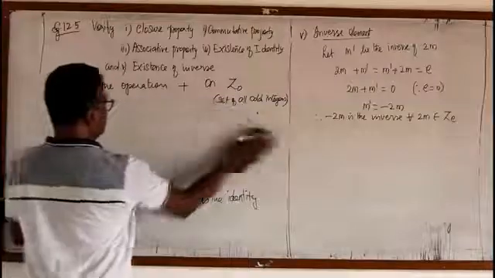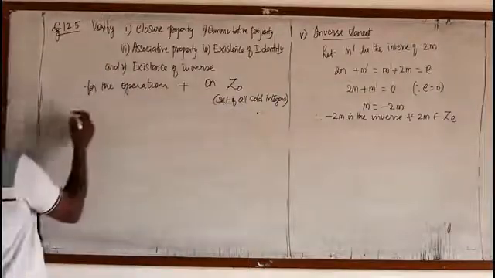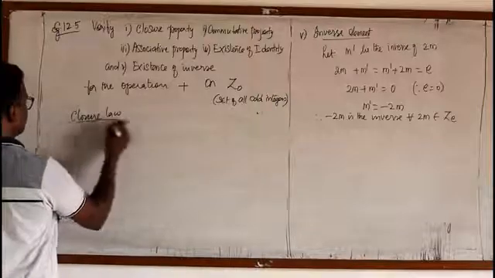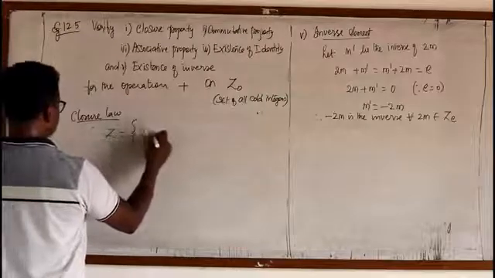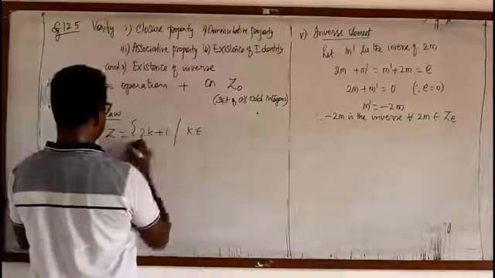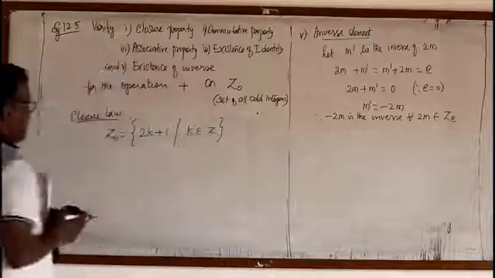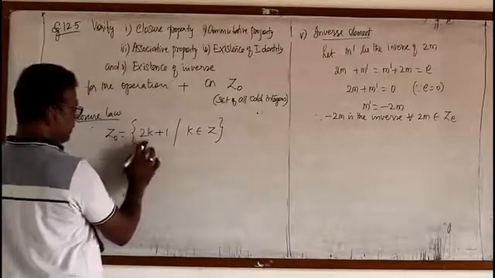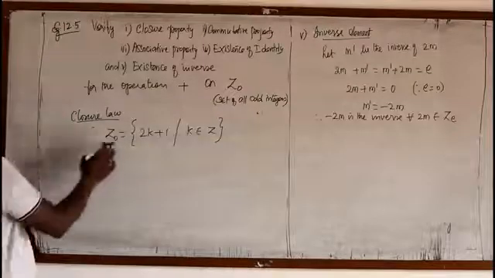Now, no need to do this problem, just listen to me. Suppose I take only the closure law. We have Z equal to the set of all even integers, 2k where k belongs to Z. Any number, whether odd or even, when multiplied by 2 becomes even. When 1 is added to it, it definitely becomes odd. So this is the set of all odd integers.